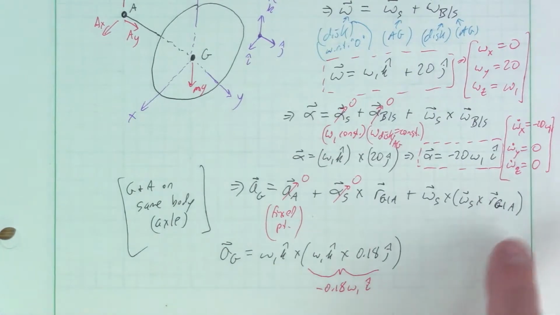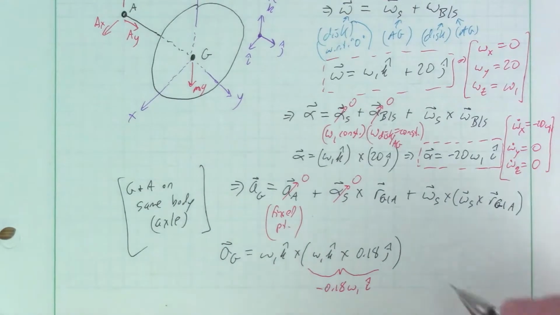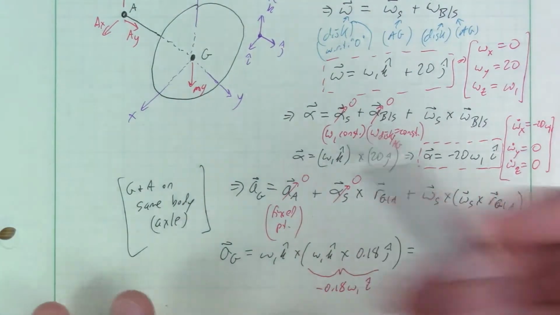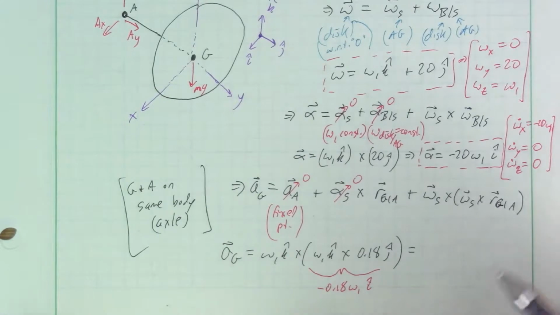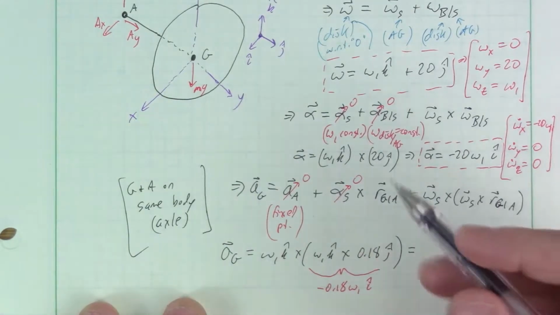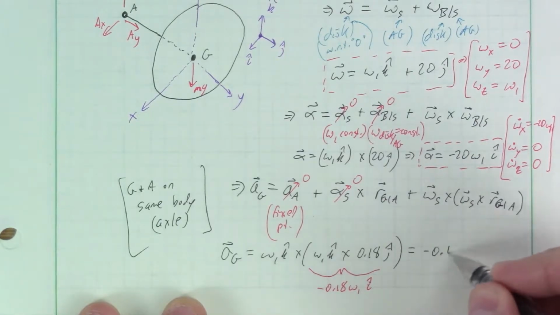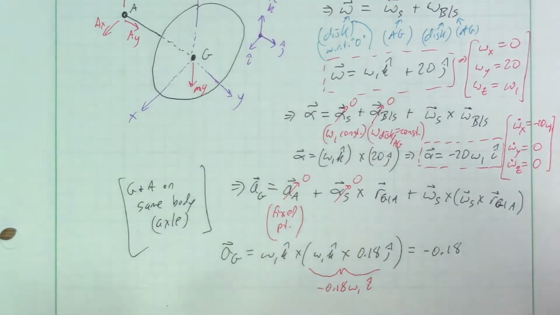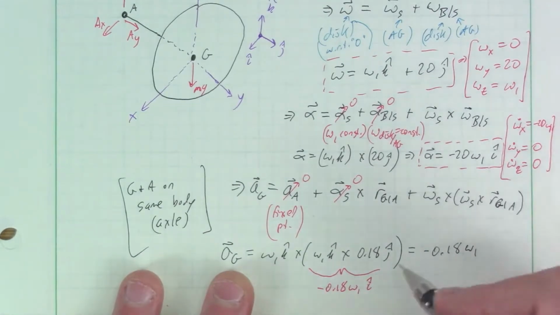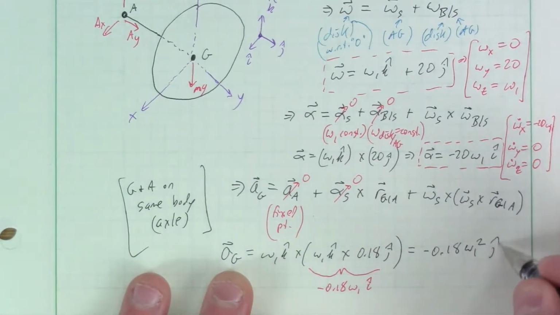G with respect to A. All right, good. I'm just checking this really quick. k crossed into i hat is positive j hat, but the negative here, yeah, that's negative. Any other reason? Okay. And we know it's negative. What am I thinking, right? That is centripetal. I was wondering why it is negative. Well, that's because it's always being pulled inward. Okay, so negative 0.18 omega 1 squared j hat.